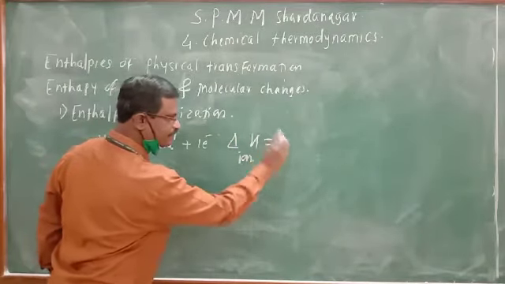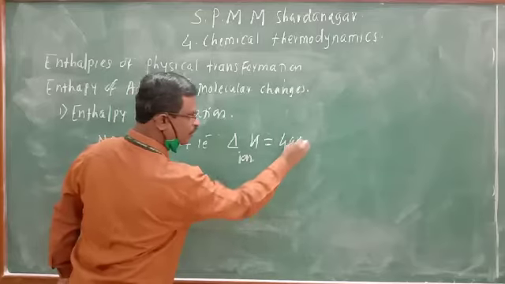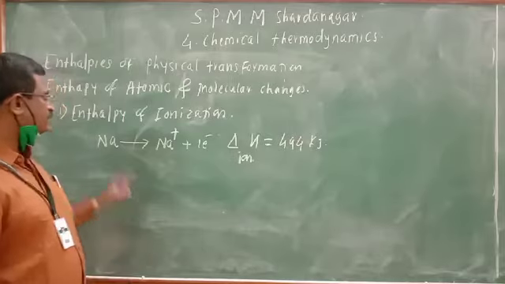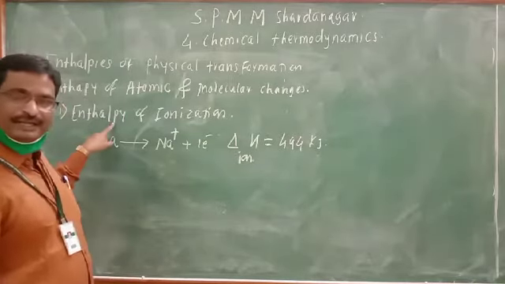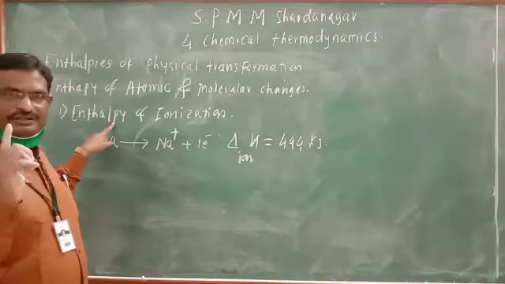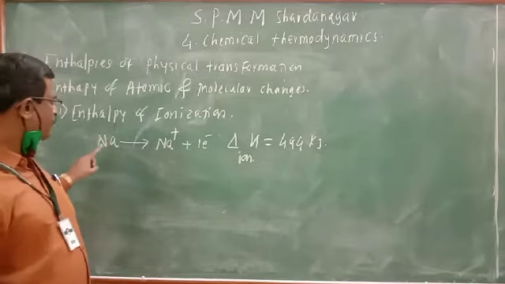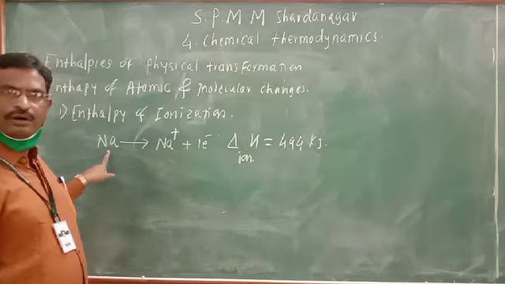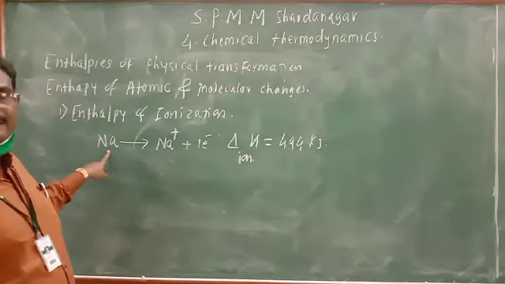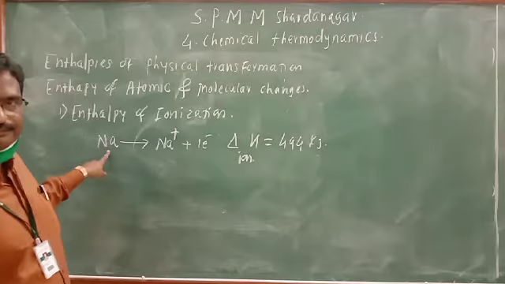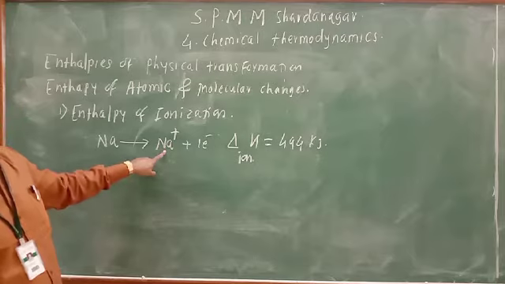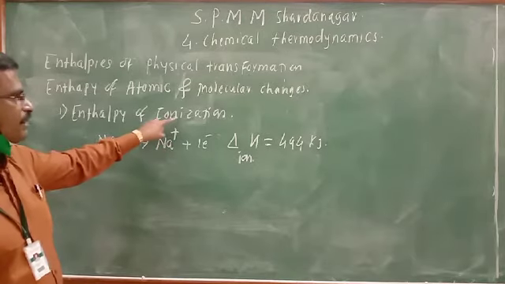Enthalpy of ionization of sodium will be equal to plus 494 kilojoule. So what is the enthalpy of ionization? It is the heat absorbed at constant temperature and pressure in order to remove the electron from gaseous atom, 1 mole of gaseous atom, to convert them to the gaseous ions. That is known as enthalpy of ionization.